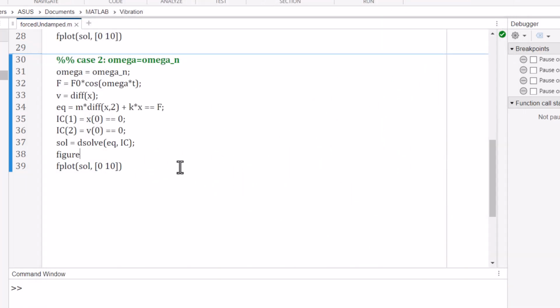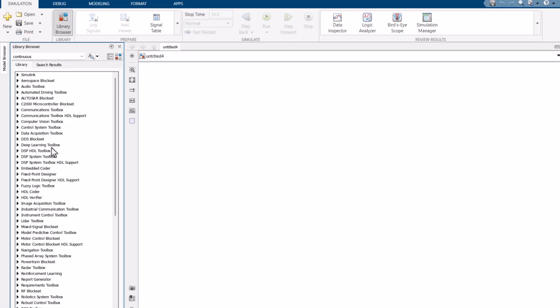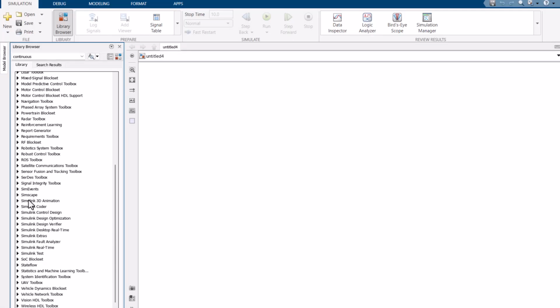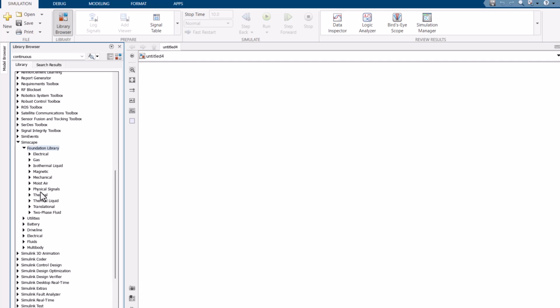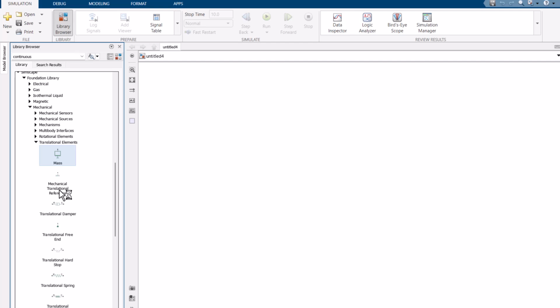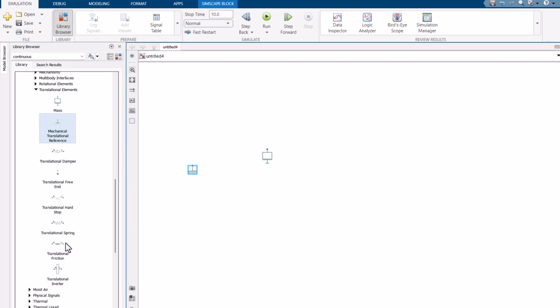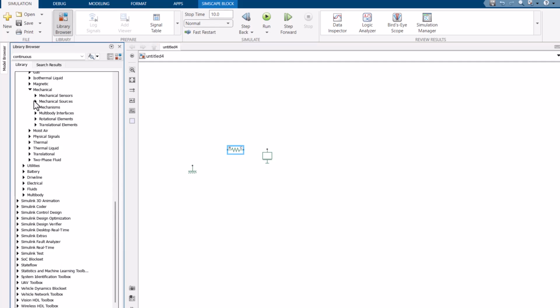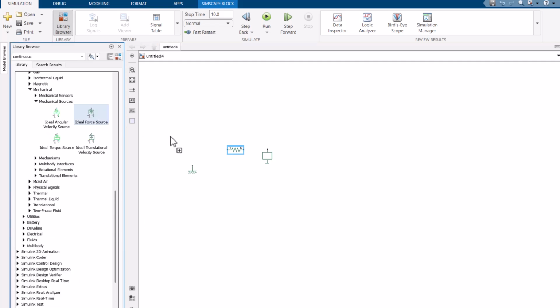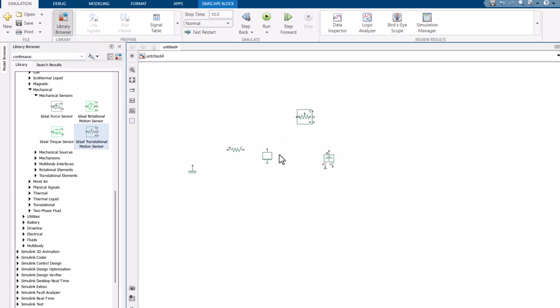So next I'm going to implement and show the 3 cases in Simulink. So I go to Simscape, Foundation Library, and Mechanical. I need translational elements, so I add a mass, a translational reference, a translational spring, and I also need an ideal force source, and I add a sensor too.